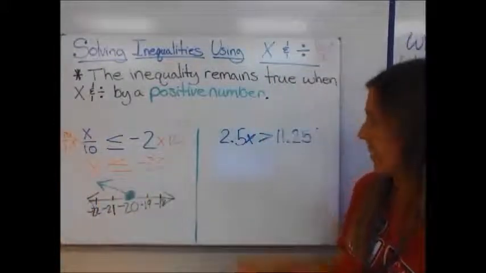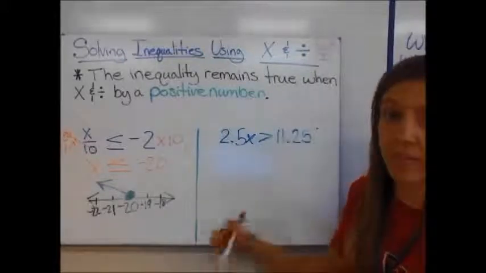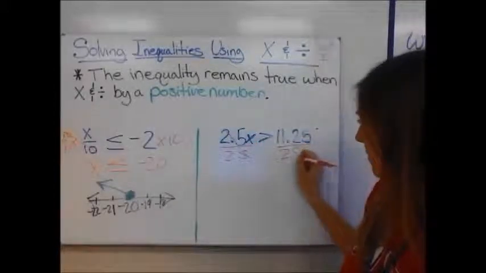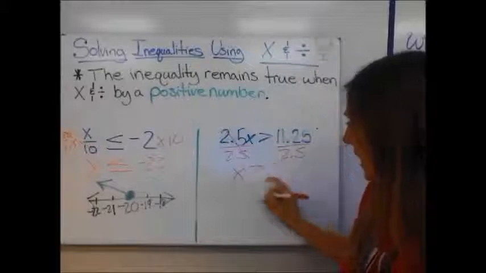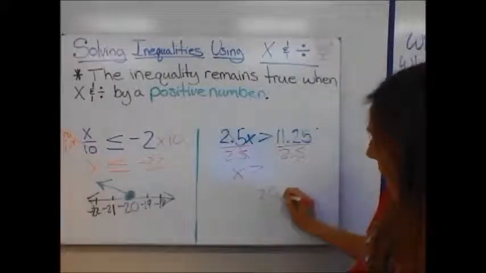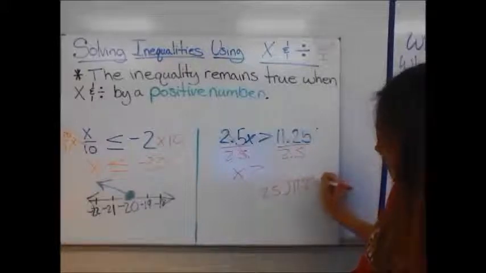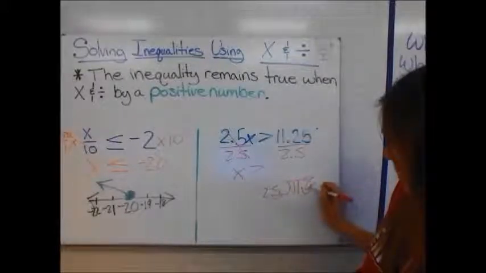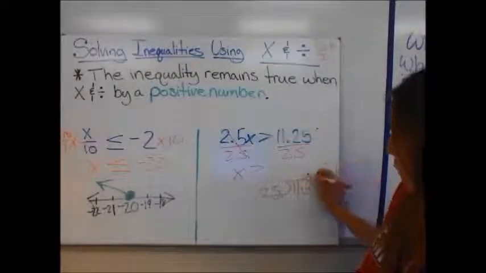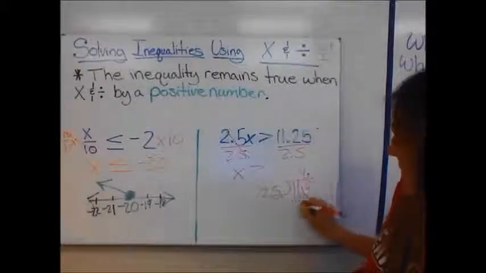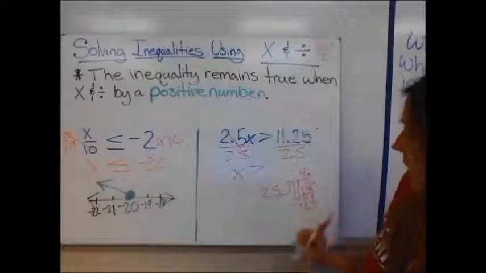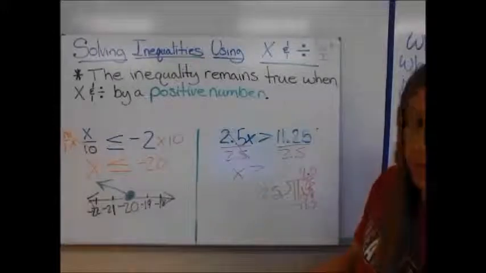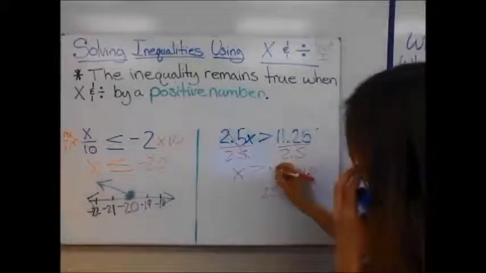All right, let's look at this example. 2.5x is greater than 11 and 25/100. I'm going to divide by 2.5. X is greater than, let me work this out, 2.5 into 11 and 25/100. I need to move my decimal over, bring it up. 25 into 112 goes 4 times. 4 times 25 is 100. I get 12, bring down my 5. 25 into 125 goes 5 times. And 5 times 25 is 125, so that's my answer. So I get 4.5.